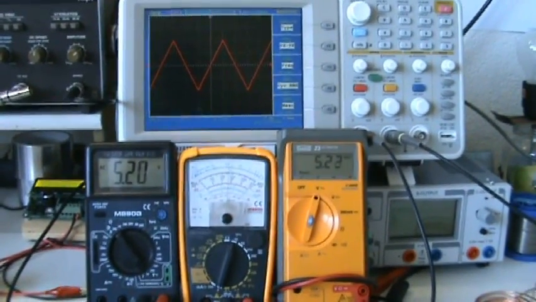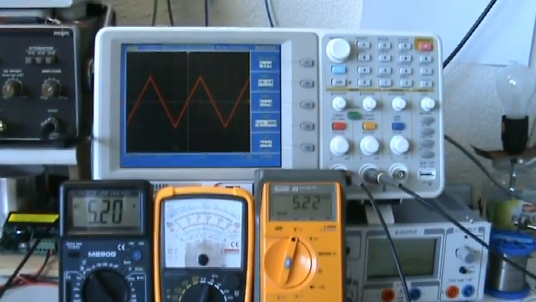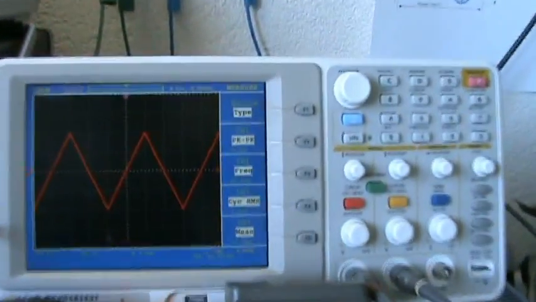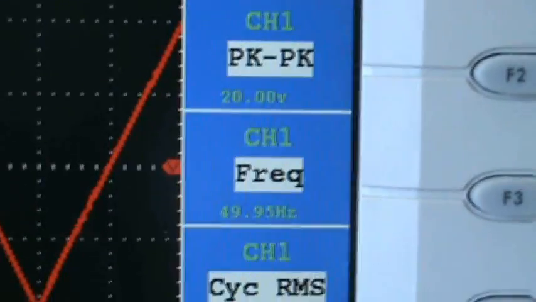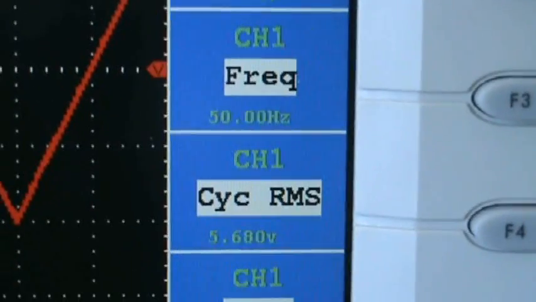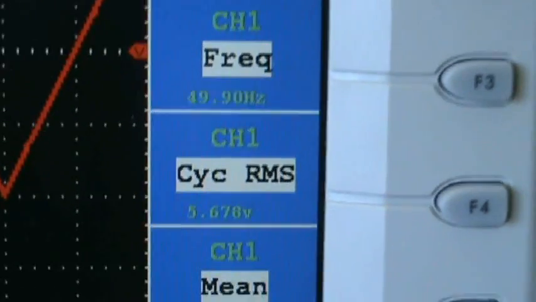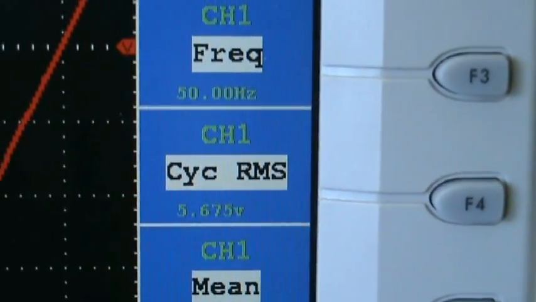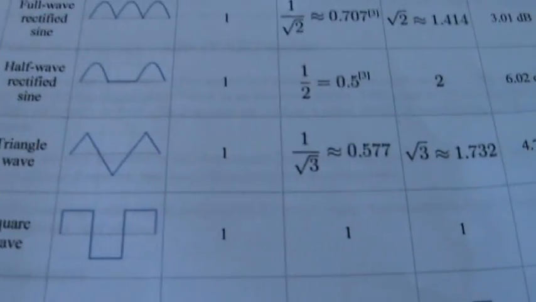Okay, there we are. Function generator put to triangle waveform. I've put it to the same 20 volts peak to peak, meaning 10 volt positive. Frequency is back to 50 Hertz, and the RMS value calculated by the scope is 5.68 volts.